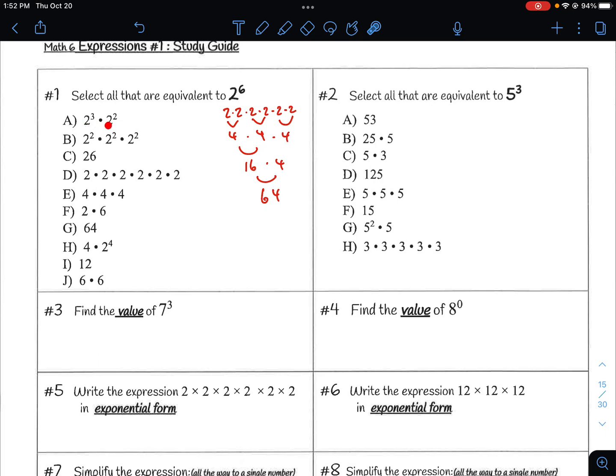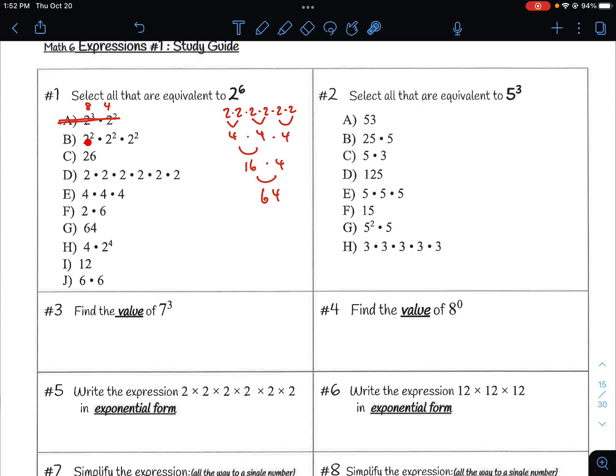So 2 to the 3rd times 2 to the 2nd. One way of looking at that, just by the way, is 2 to the 5th power, because you're multiplying 2 by itself 5 times, right? So that's definitely not 2 to the 6th. But if you wanted to work it out, 2 to the 3rd is 2 times 2 times 2, which is 8. 2 to the 2nd is 4. Does 8 times 4 equal 64? It does not, so no.